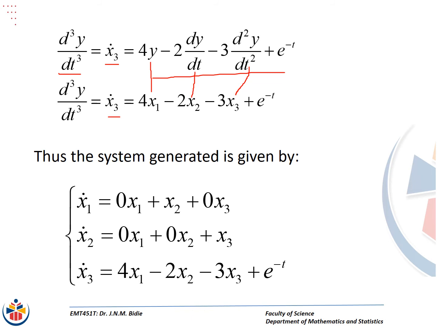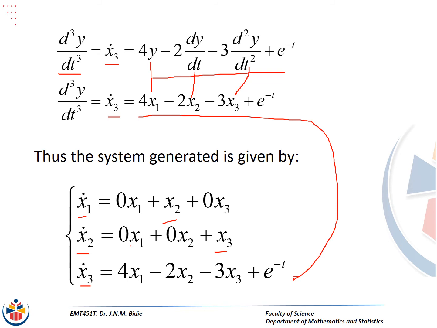So we formulate now the system. Remember, we had said x1 dot is equal to x2. So that means we have 0x1 and 0x3. X2 dot, we had said, is equal to x3. So we've got 0x1 and 0x2. Then our x3 dot, directly from up there, we take it all the way down. And we have 4x1 minus 2x2 minus 3x3 plus e to the power negative t.